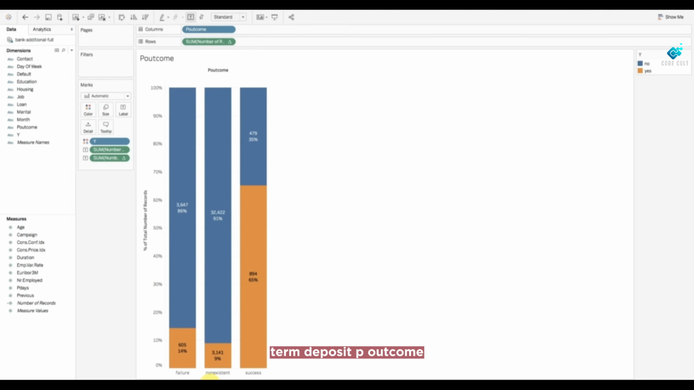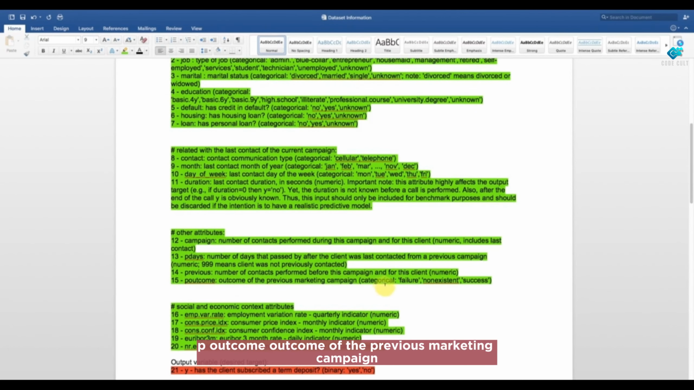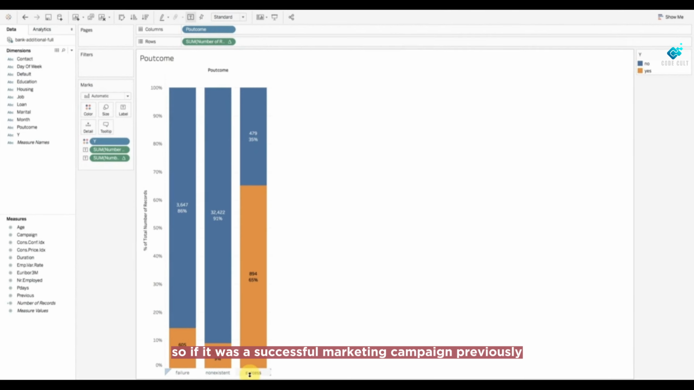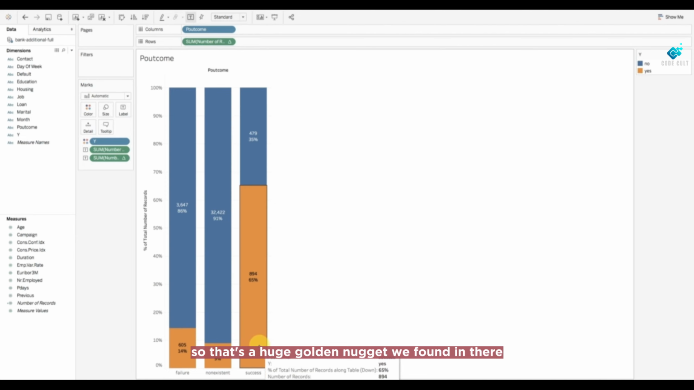So basically, any day of the week you contact them, there's the same likelihood of getting that term deposit. And P outcome, so here we've got an interesting example, right? Here we've got a huge difference. If we contacted them before and it was a successful campaign, right? What is P outcome? P outcome is the outcome of the previous marketing campaign. So if it was a successful marketing campaign previously, then this time they're more likely to subscribe, to take that term deposit. 65% chance that they will take. So that's a huge golden nugget we found in there.